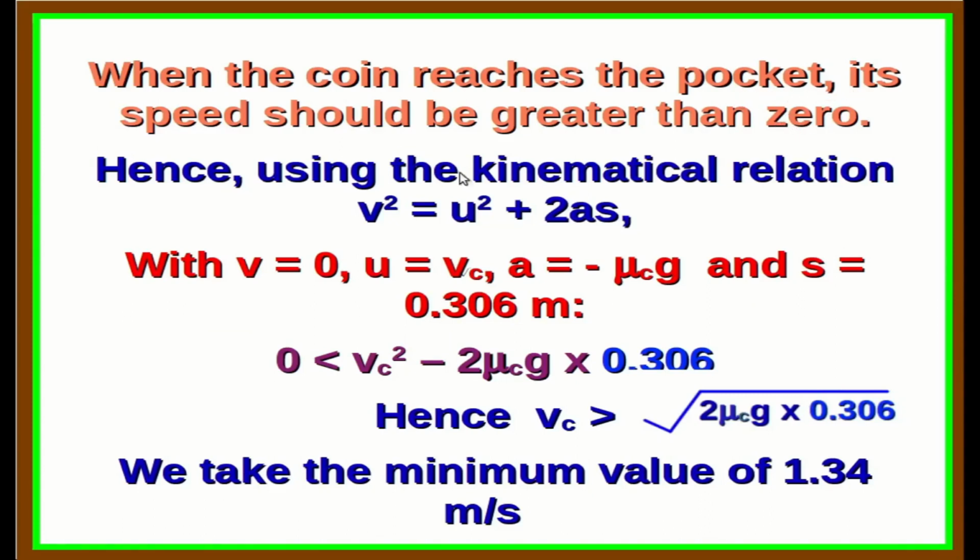Therefore, using the kinematical relation v square equal to u square plus 2as, with v equal to 0, u equal to vc, and a equal to minus mu c g, and s equal to 0.306 meters, we have 0 less than vc square minus 2 mu c g into 0.306. Therefore, we get vc should be greater than the square root of 2 mu c g into 0.306. Now we take the minimum value of 1.34 meter per second from this equation.